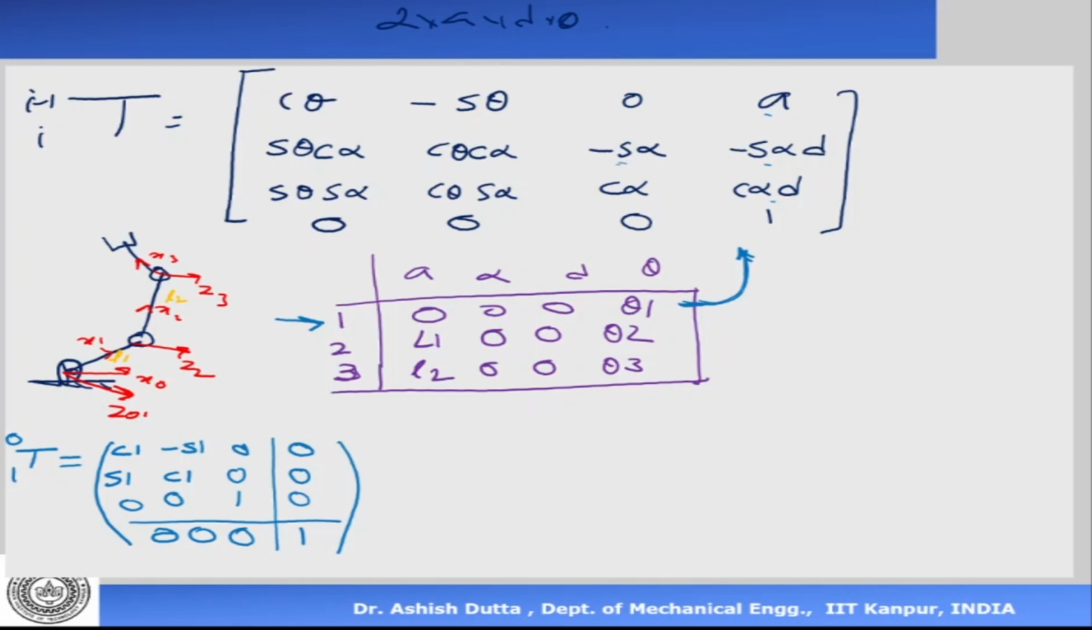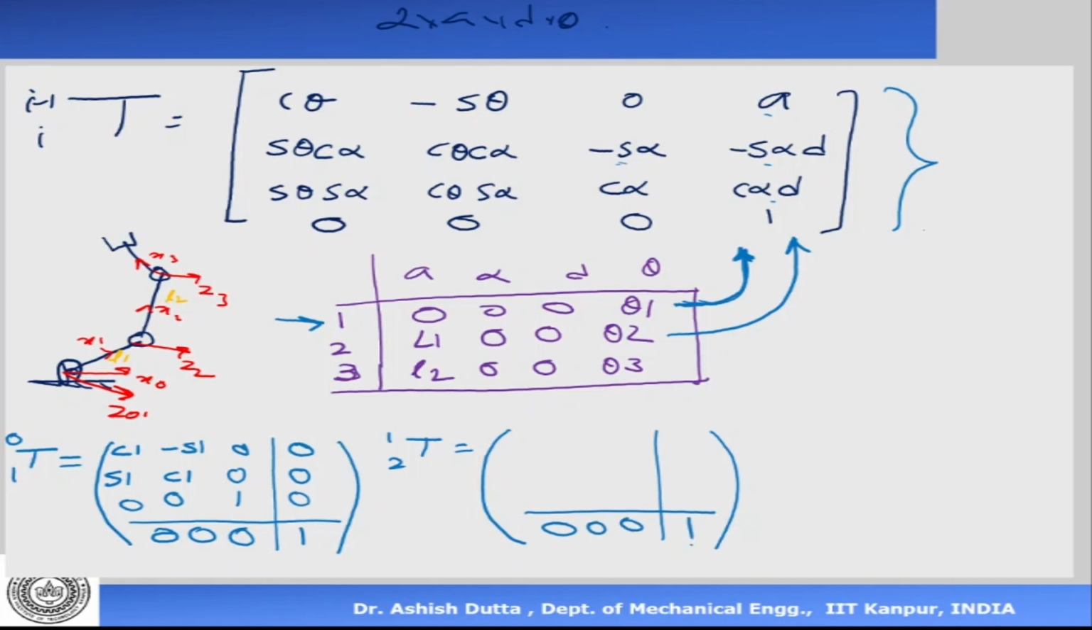So in the case of a computer program, we have a generalized matrix like this, and then we make the DH parameter table, which is an array, which is a matrix basically. What the program will do is take one row at a time, put it in the generalized matrix, and get the first matrix. Then it takes the second one and puts it in there. So what is the second one? T1 to 2. This is the second matrix. This will always be 0 0 0 1.